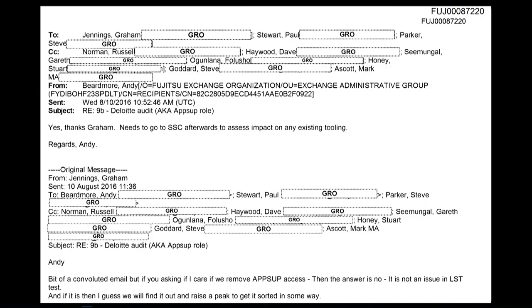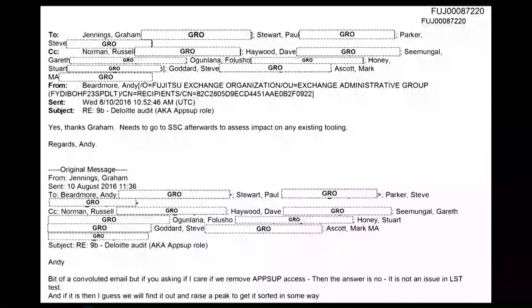Can we move on, please, to FUJ 308 7220? So we were previously in August 16, we're now in October 16, and this is an email chain in which you were involved. It's in relation to a Deloitte audit report, an audit, I think, in which you were also involved. I believe I took part in it, yes. Yes, I think I've got a record of you being interviewed for it.